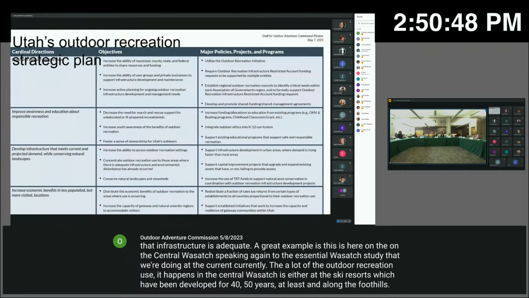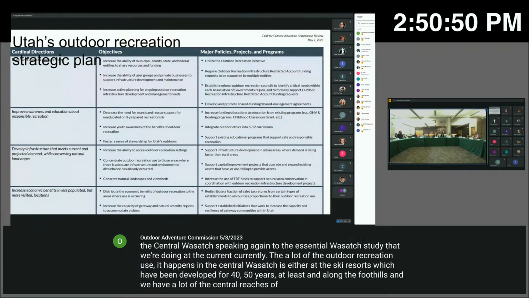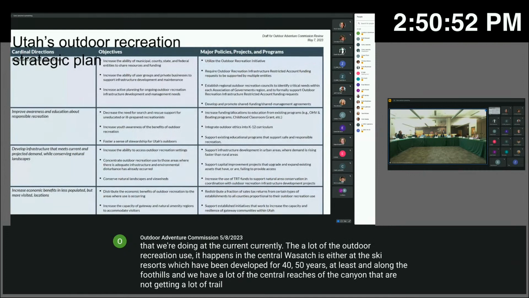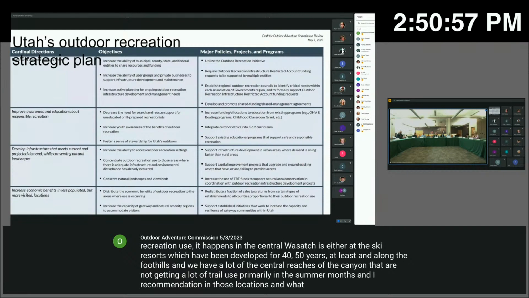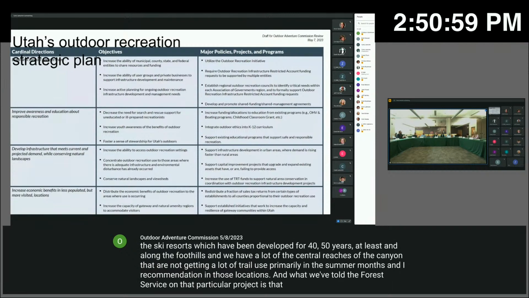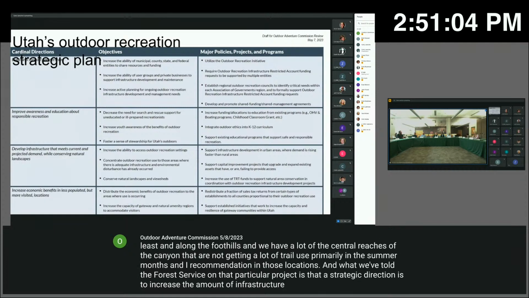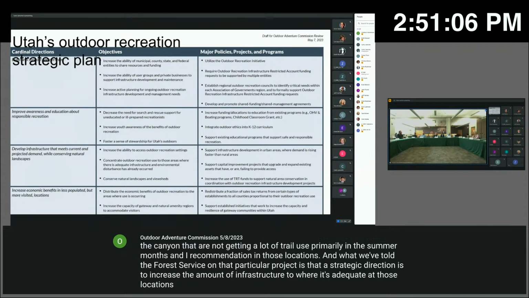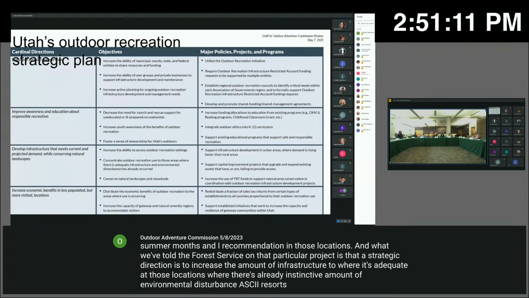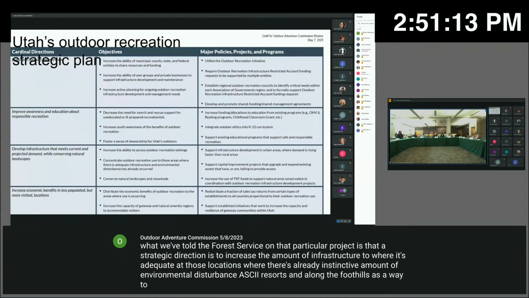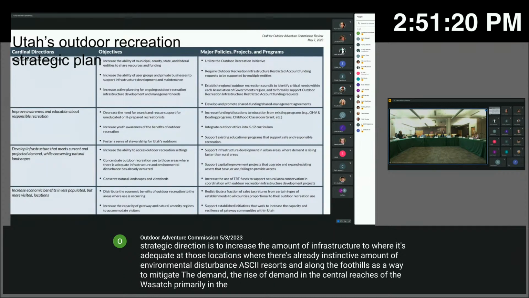And we have a lot of the central reaches of the canyon that are not getting a lot of trail use, primarily in the summer months. And a recommendation in those locations, and what we've told the Forest Service on that particular project, is that a strategic direction is to increase the amount of infrastructure to where it's adequate at those locations where there's already an extensive amount of environmental disturbance at ski resorts and along the foothills, as a way to mitigate the rise of demand in the central reaches of the Wasatch, primarily in the three wilderness areas. So this kind of speaks to that.